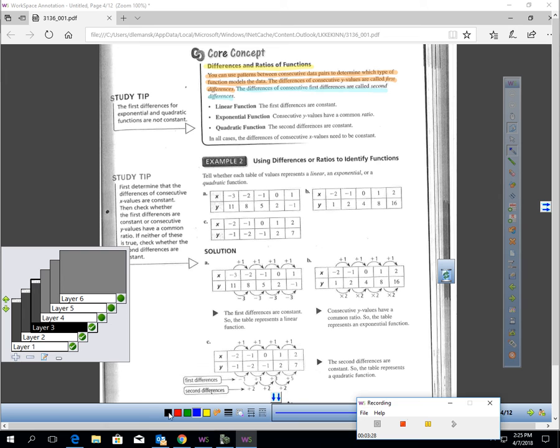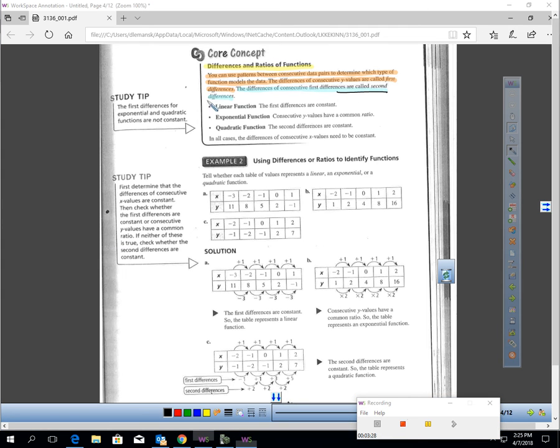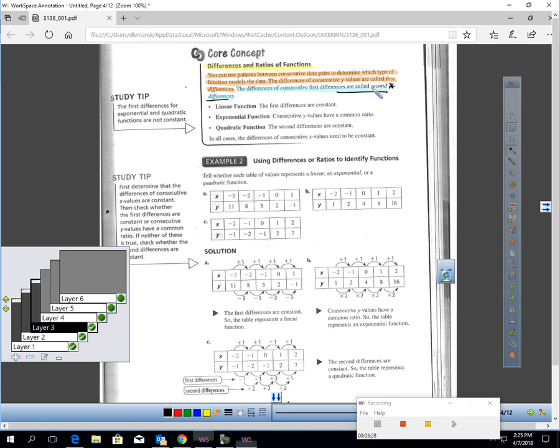That blue sentence probably doesn't make sense. I'm going to put a little star next to this. We're going to talk about this more in a minute, so don't worry about it if it's not making sense right now. Now we're going to review each of these.